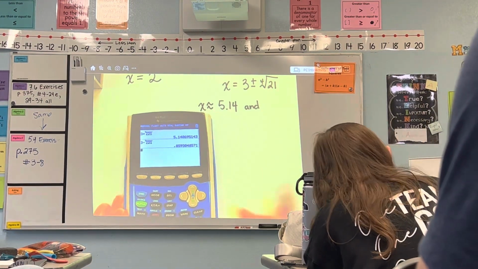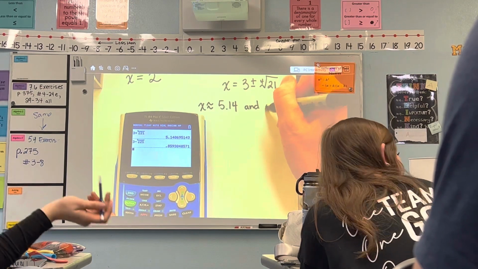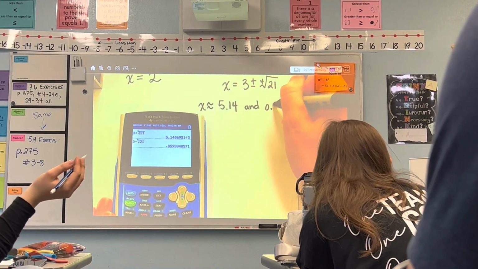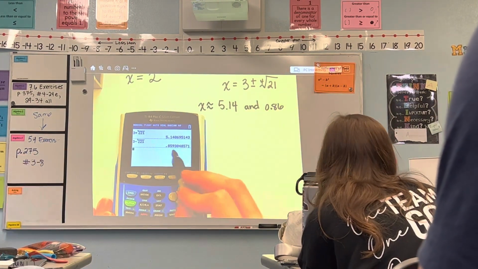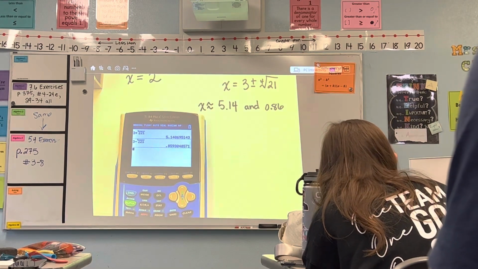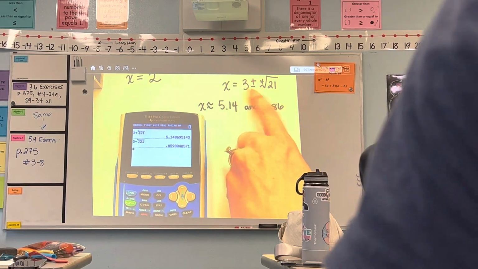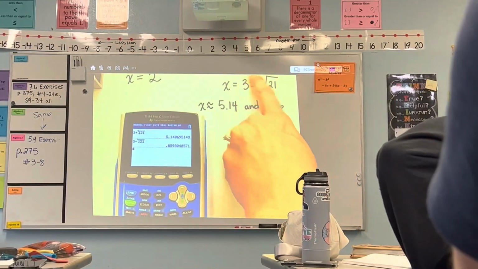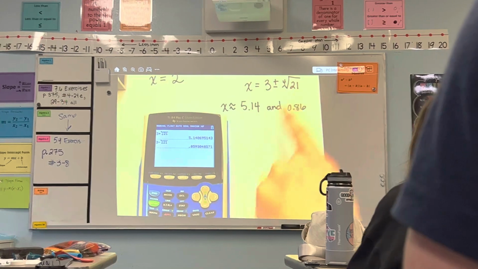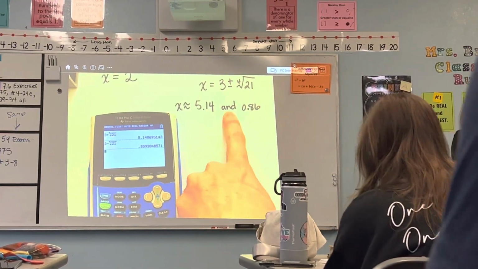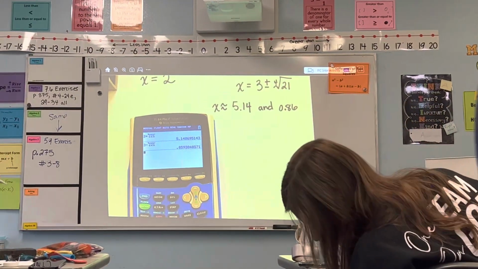It'll be 0.86. So if I'm rounding to 2 decimal places, this is more exact, but that's hard to visualize in my head. So this is about 5.14 and about 0.86.